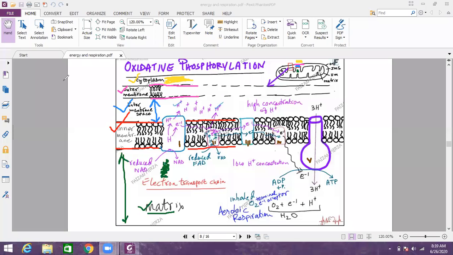Okay, so basically we are studying oxidative phosphorylation. What happens in oxidative phosphorylation? First of all, let's look at the partitions which are present in the mitochondria and cytoplasm.